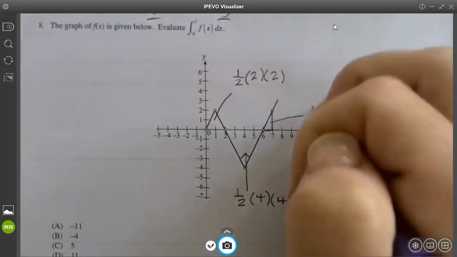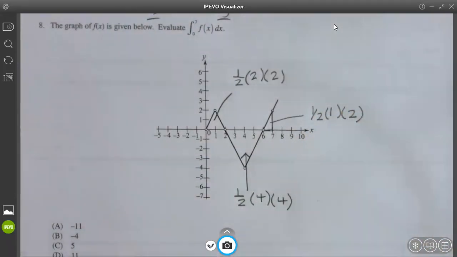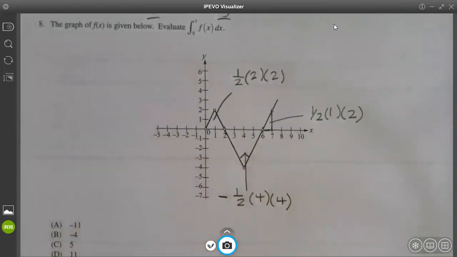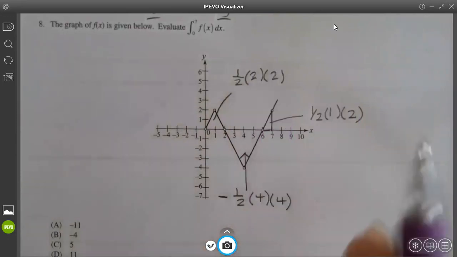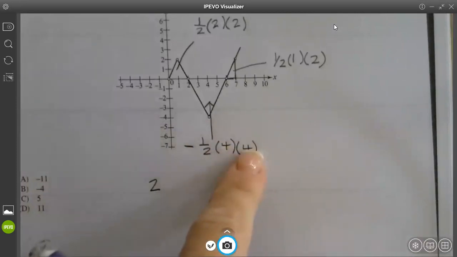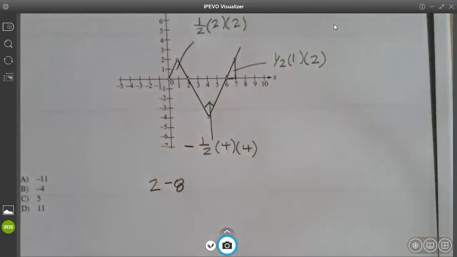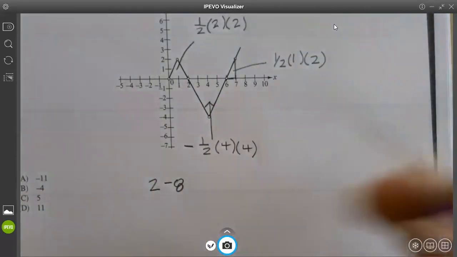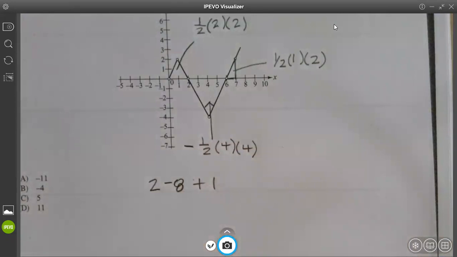This little triangle, 1/2. What's your base? What's your height? The only thing you have to remember, if it's underneath, it's a negative. So then we just add all the areas up. What's 1/2 of 2? Times 2 is 2. This one, 4 times 4 is 16, half of 16 is 8, and it's on the negative side, or it's on the bottom. And then half of 2 is 1, and it's above.